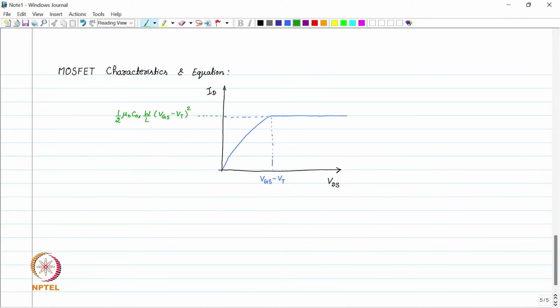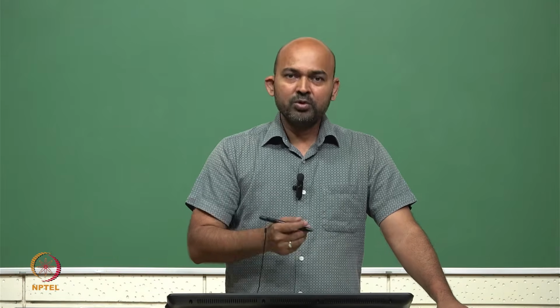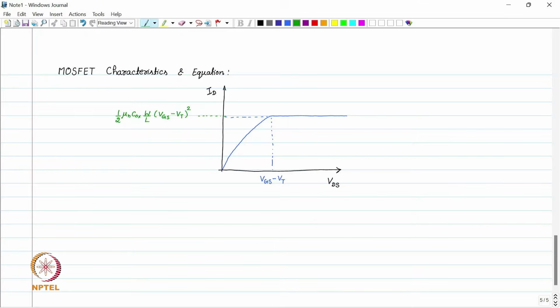These are standard terms used in this equation. Mu n is the mobility of charge carriers, typically electrons. C ox is the gate oxide capacitance. W is the width of the device. L is the length of the channel, in fact. VGS is the gate voltage that we apply with respect to the source, minus VT, the threshold voltage of the MOSFET. So this is a typical equation for saturation current.